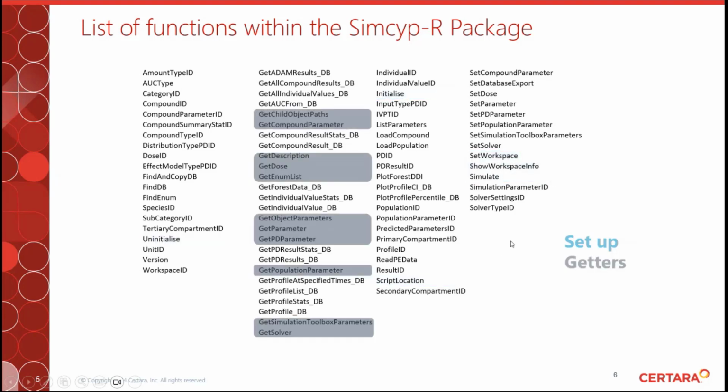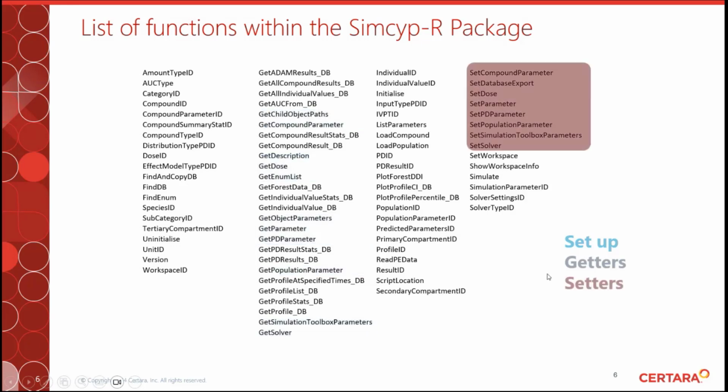The next group of functions are what I'm going to call the getters. What you will notice about these functions is that they all have the characters get before the function names. And what these functions do is that within that workspace that you bring into the Simcyp-R script, it goes into that workspace and gives you the parameter value. So assuming you've forgotten what the molecular weight value is within that workspace, you can use the getCompound parameter function to go into that workspace that you're bringing in to remind you of the parameter value that is used for the molecular weight.